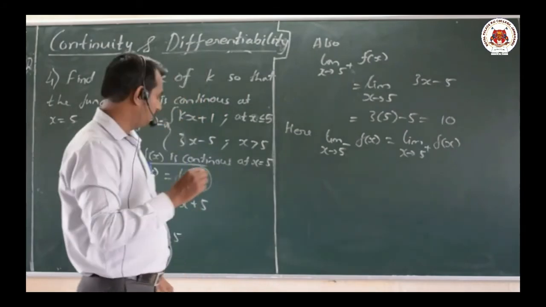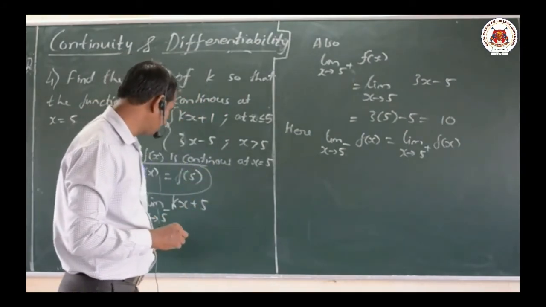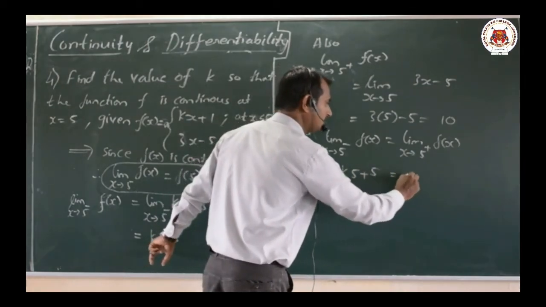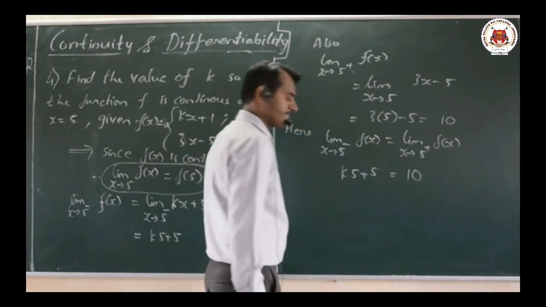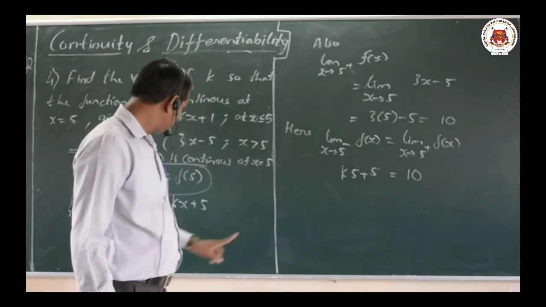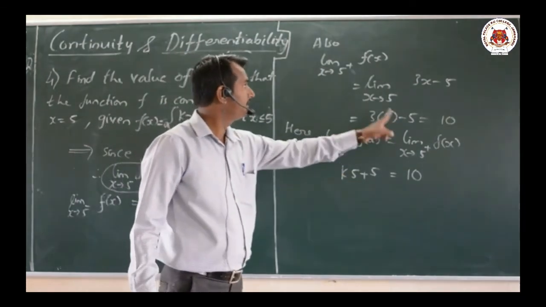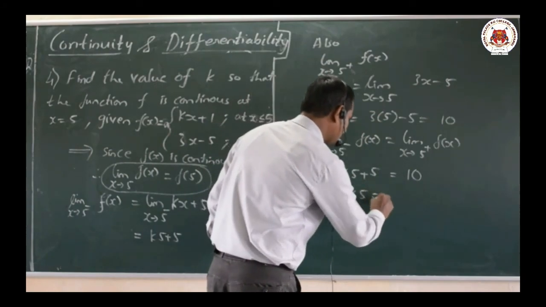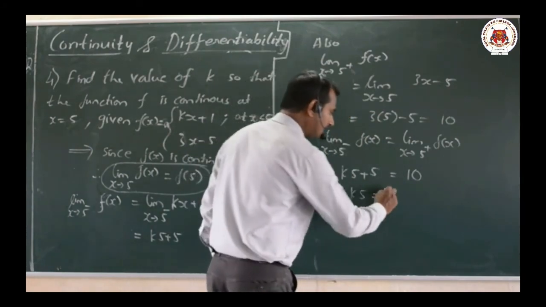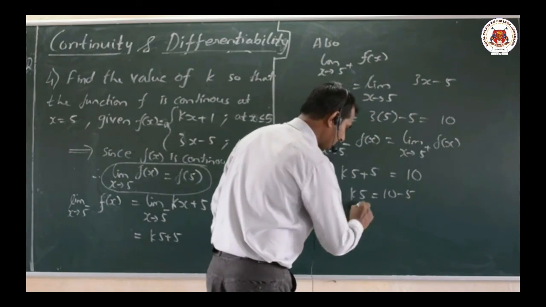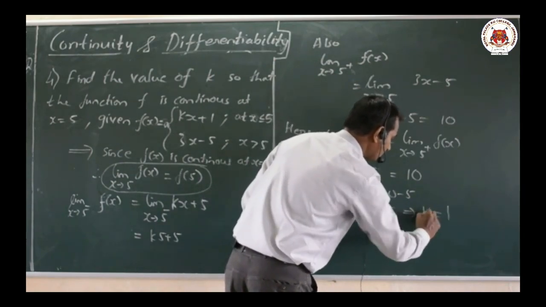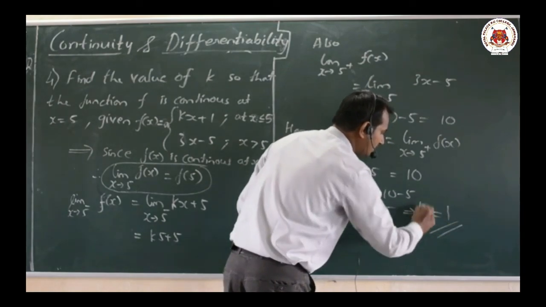Now we shall equate both left hand limit and right hand limit values. So the left hand limit value is k5 plus 1, and the right hand limit value is 10 here. So k5 plus 1 is equal to 10. Now we shall equate it: k5 equal to 10 minus 1, the value will be 9. That implies k equal to 9 by 5. That is your required result.